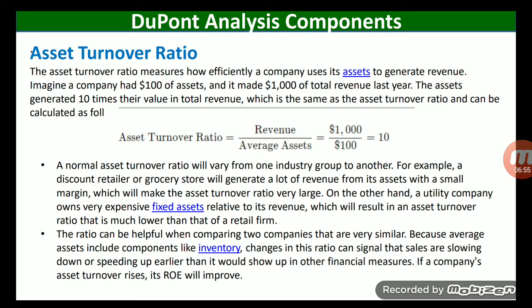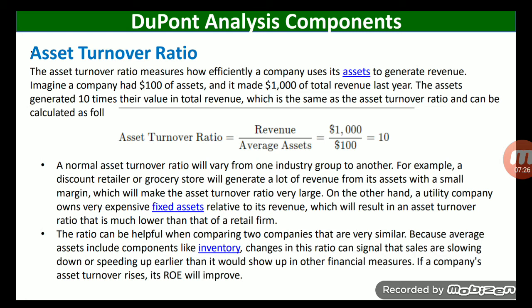For example, a discount retailer or a grocery store will generate a lot of revenue from its assets with a small margin, which will make the asset turnover ratio very large. On the other hand, a utility company owns very expensive fixed assets relative to its revenue, which will result in an asset turnover ratio that is much lower than that of a retail firm.